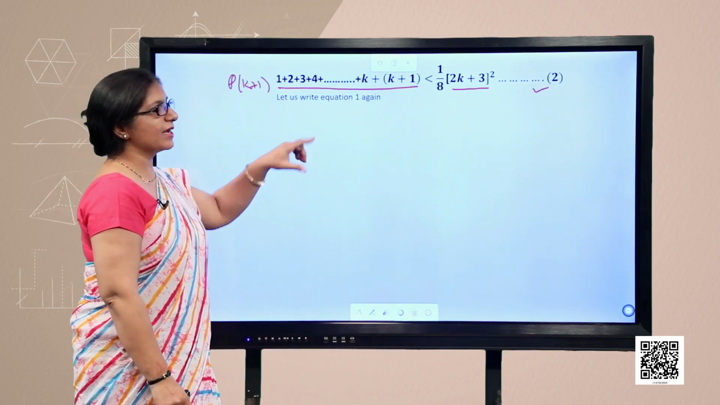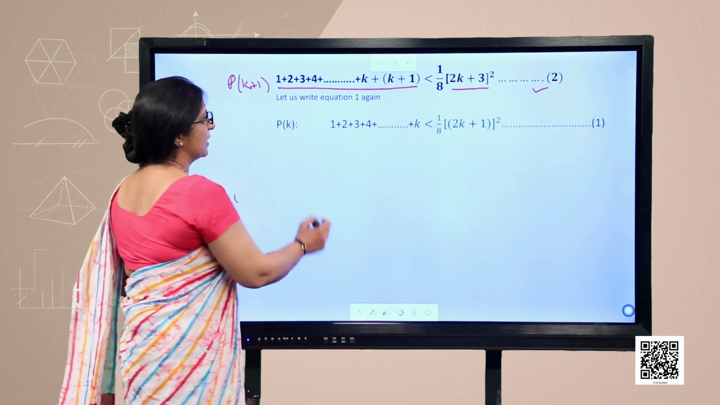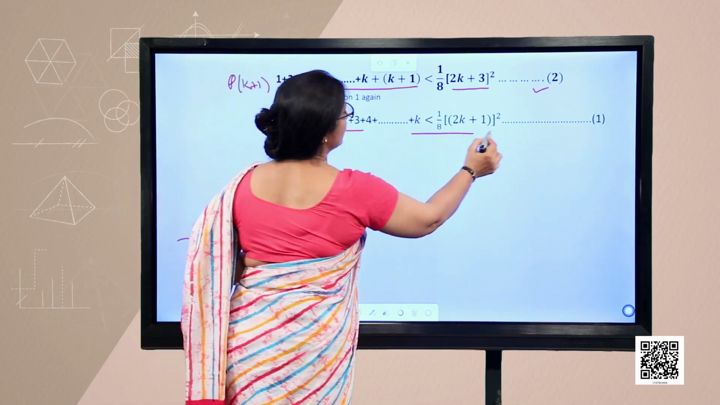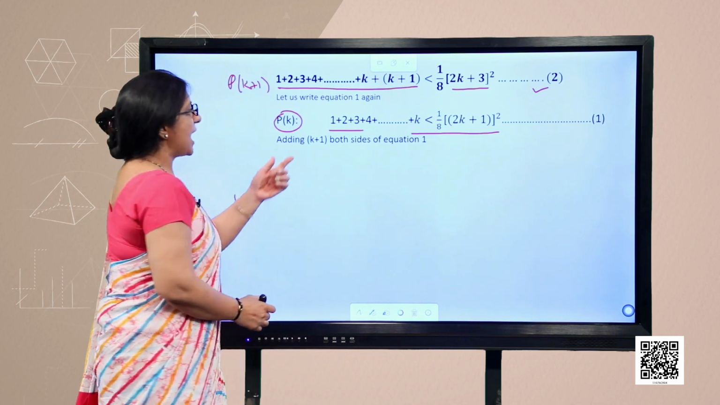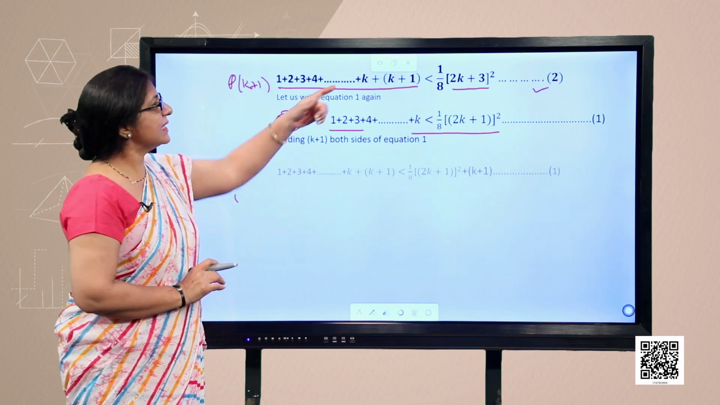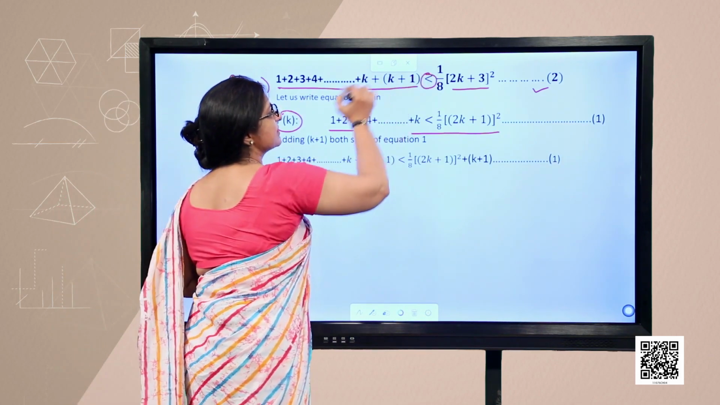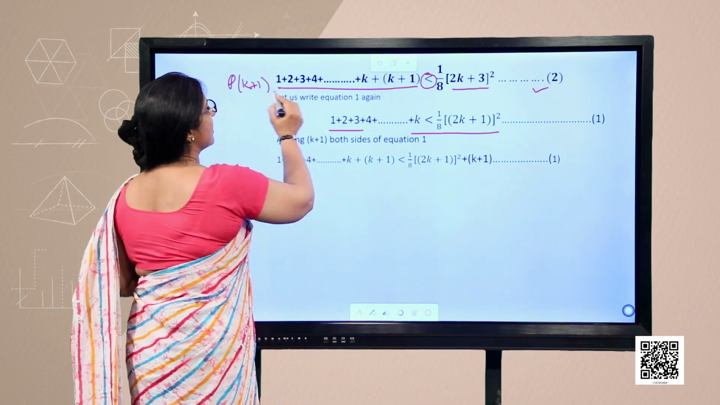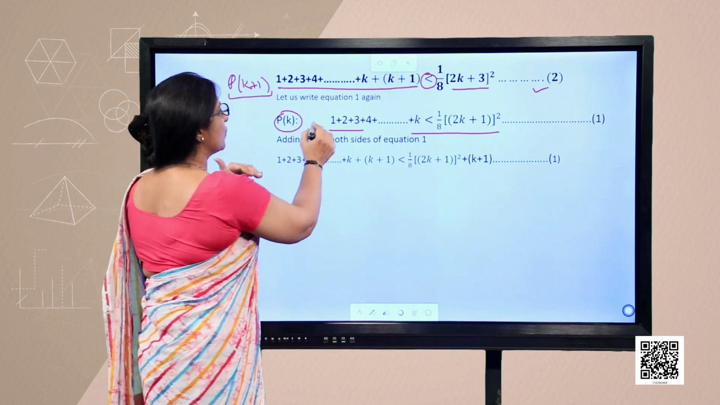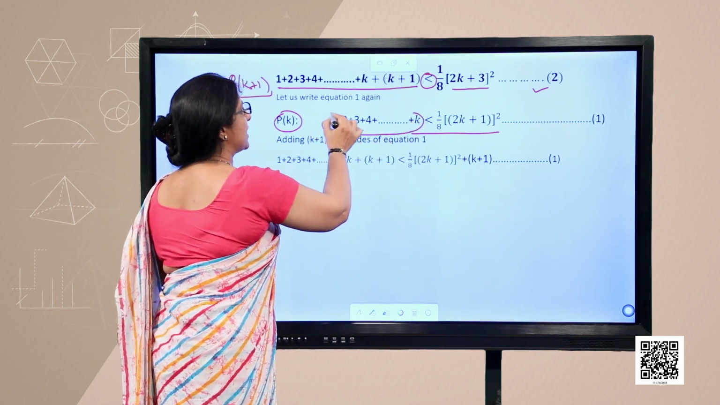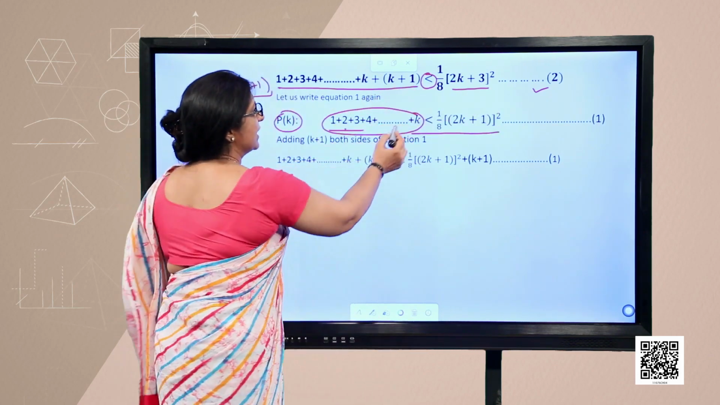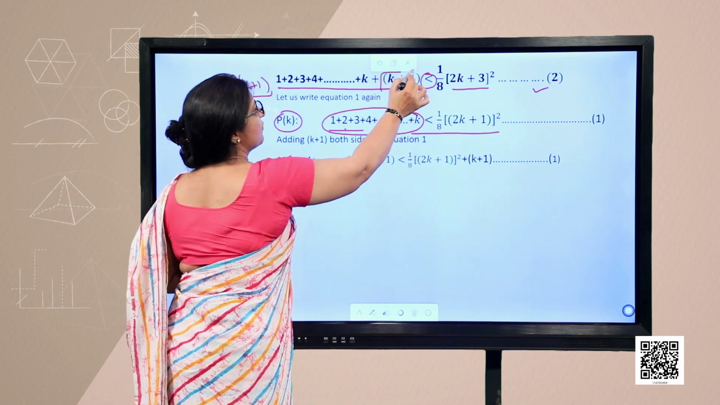Let us write equation 1 again because we need to use it. This is equation 1 which we proved or assumed for Pk. We will be using this, adding k plus 1 to both sides of equation 1. Now, here is the trick. In these kinds of questions where inequality is involved, we need to make the statement equal to Pk plus 1. In equation 1, which term will we add so that it becomes the left hand side of equation 2? In these two expressions, the difference is of k plus 1.